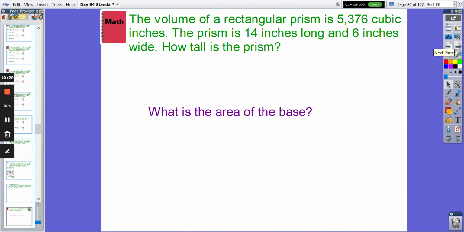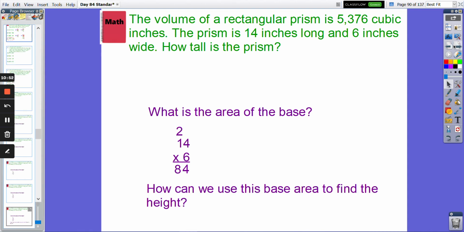Okay, so now let's look on our notes and let's see if what we do on the notes matches what you did on your whiteboard. What is the area of the base? So to find the area, we're going to do 14 inches by 6 inches. Okay, and we need to figure out the height. So we're going to have to divide once we find that out. So let's do 14 times 6. We get 84.